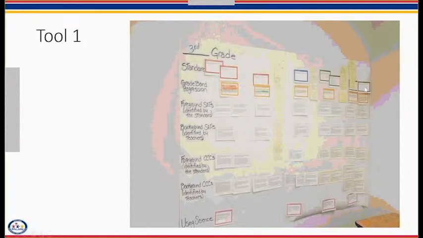Then they broke it down into units. So these 2 standards create 1 unit. This standard is a unit all on its own. And we have our 3rd unit, 4th unit, and 5th unit in 3rd grade. And in high school, this looks a lot different because there's a lot more standards.